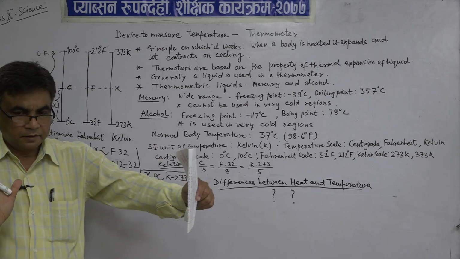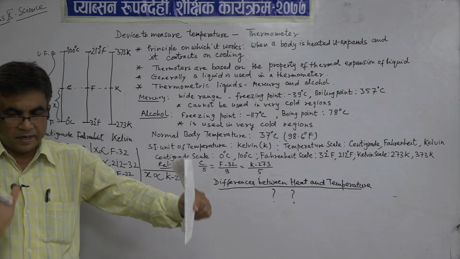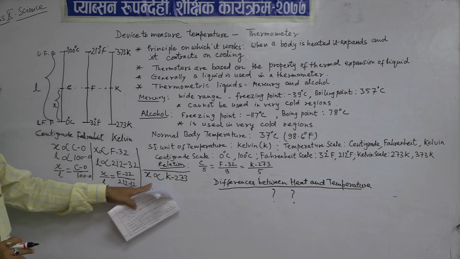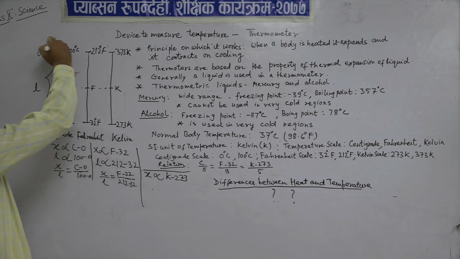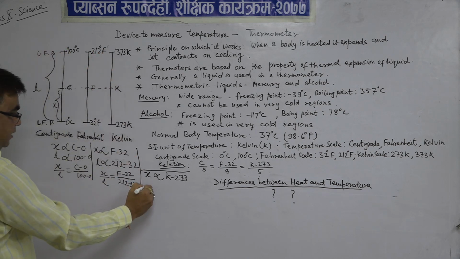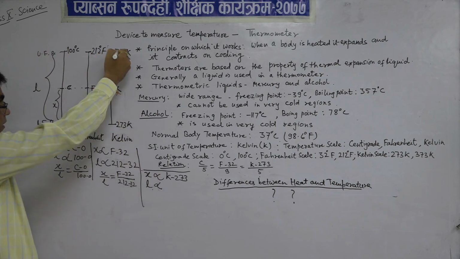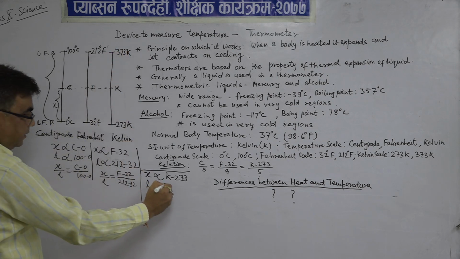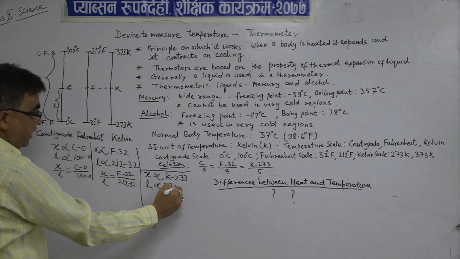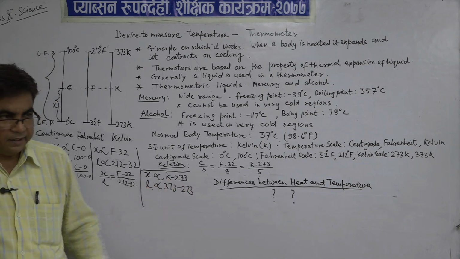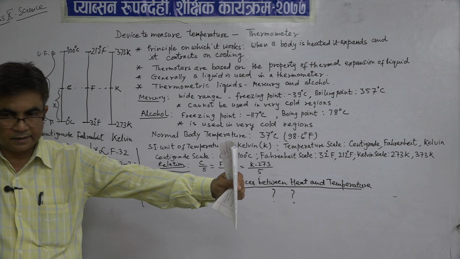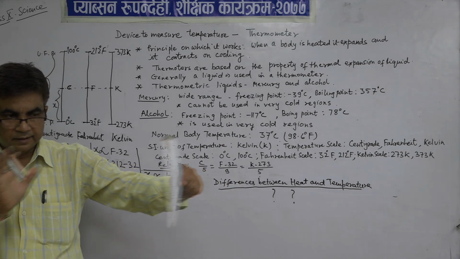273 K. What is x? x is proportional to K minus 273. And L is proportional to 373 minus 273.